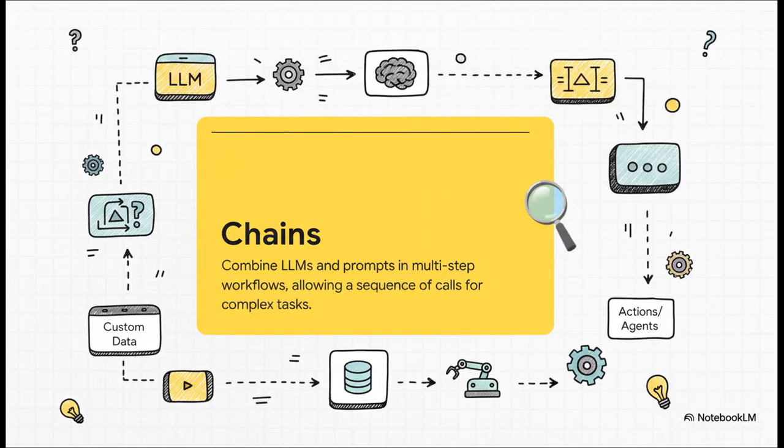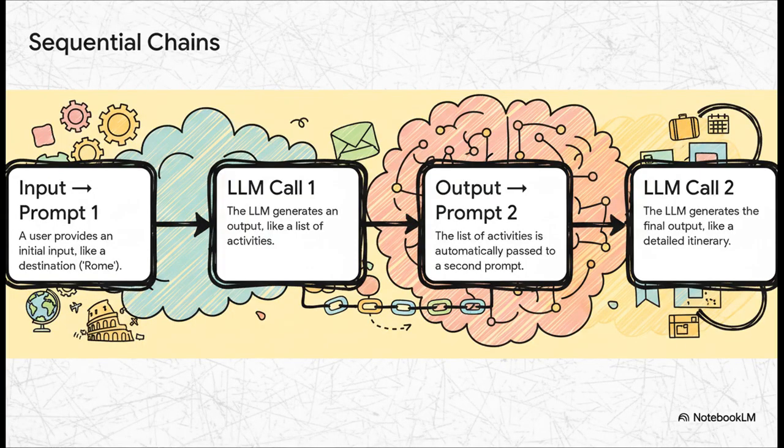And then there are chains. This is really where the magic happens. Chains are how you combine LLMs and prompts into multi-step workflows. I mean, the name says it all, right? You link operations together where the output of one step becomes the input for the very next one. It's super powerful.